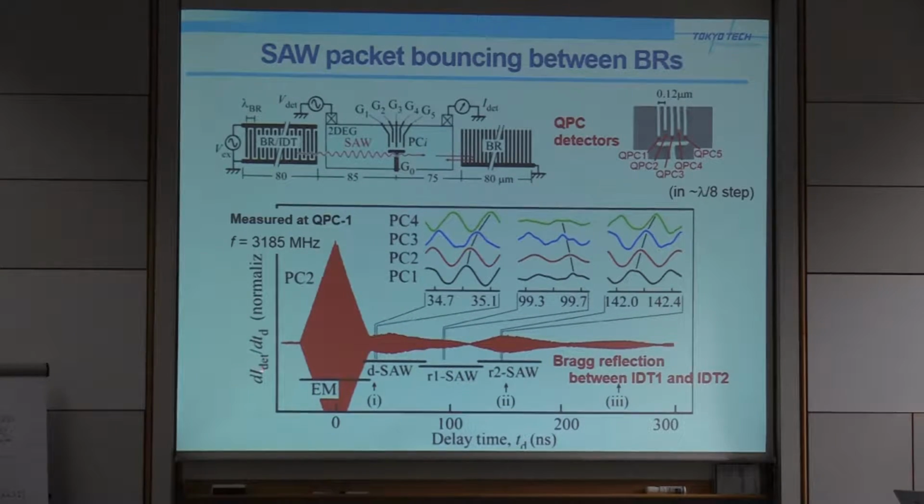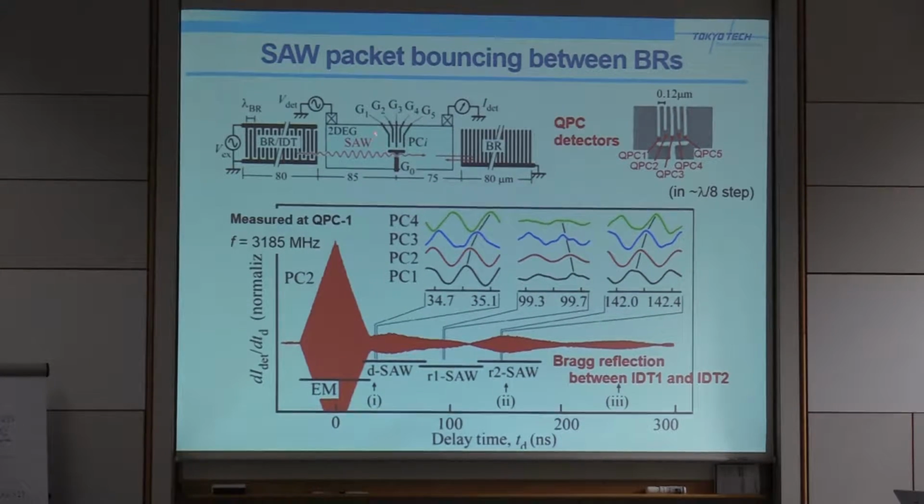So here the detection current, which is the derivative with respect to the delay time, is shown in the vertical scale. This detection current actually oscillates with the delay time, but in the central panel, you can only see the envelope function. You can see a very large signal at the zero delay time. This is just a crosstalk between here and there, so we should neglect this electromagnetic crosstalk. The direct surface acoustic wave can be seen in this wave packet. If you zoom in on this region, you can see that it is oscillating with time.